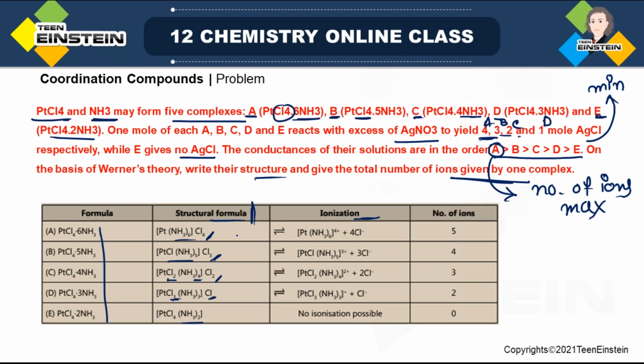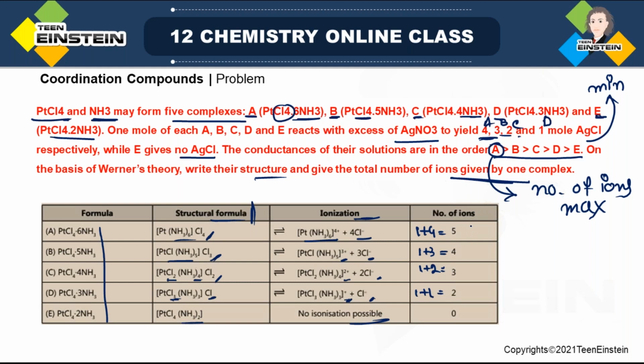Okay, so here you will get this cation and 4 Cl minus. So 1 plus 4, total 5 ions you will get. Then 1 cation 3 anions, that means 1 plus 3, 4. 1 cation 2 anions, 1 plus 2. 1 cation 1 anion, 1 plus 1. Here ionization is not possible, so it is 0.